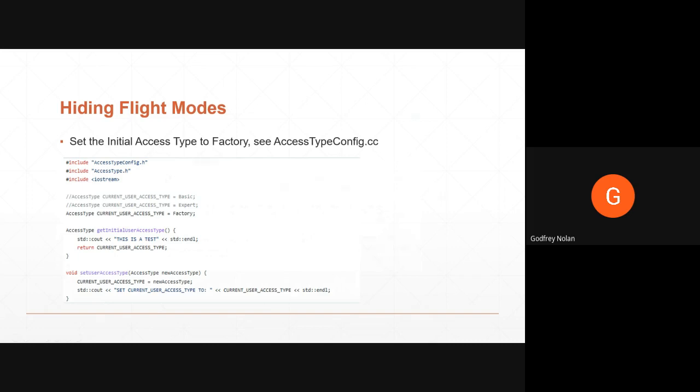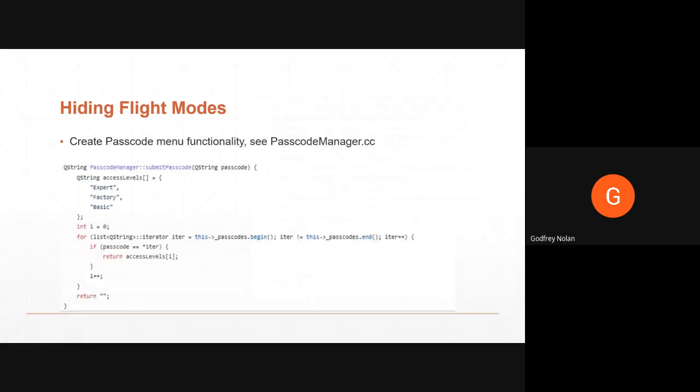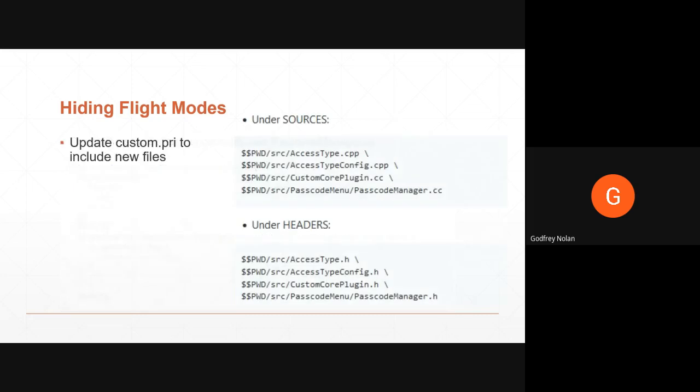Then we want to have our custom core plugin to provide set access type functionality. So we have this method called setAccessType. If it's a new access type, basic, expert, or factory, we've got all kinds of output statements going to it. We're just setting what the user type is. So we set the user access type to whatever the password entered was. It's submit passcode. Somebody enters the passcode in the passcodemanager.qml. Then we iterate through to make sure that we're on the right access level.